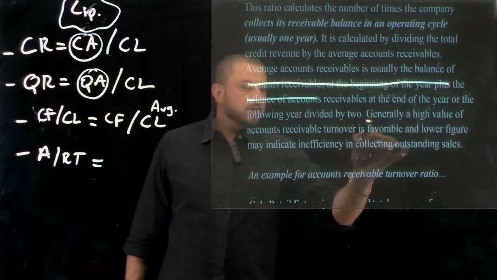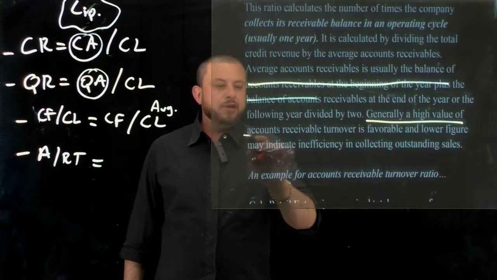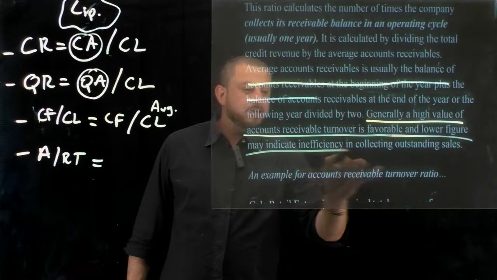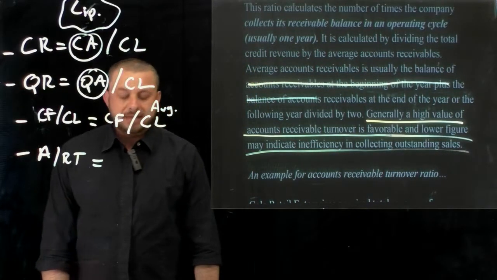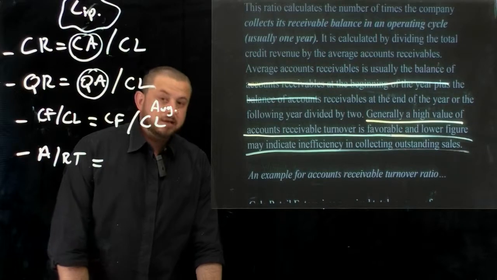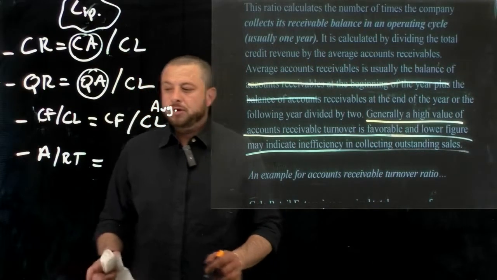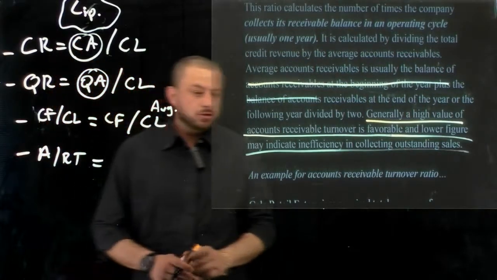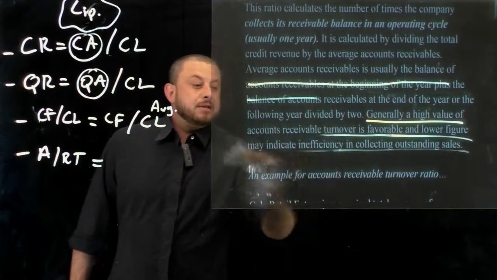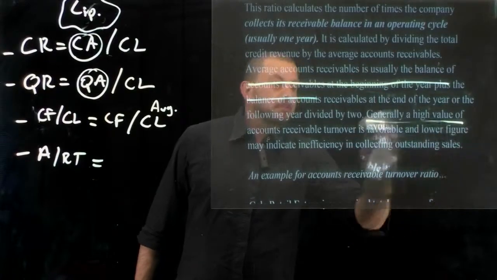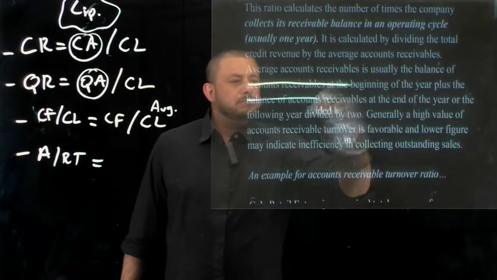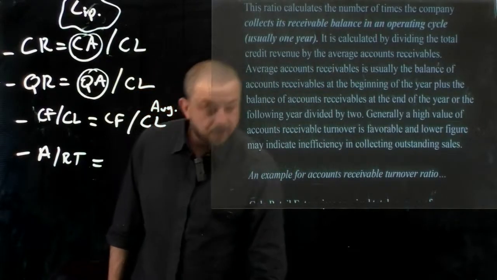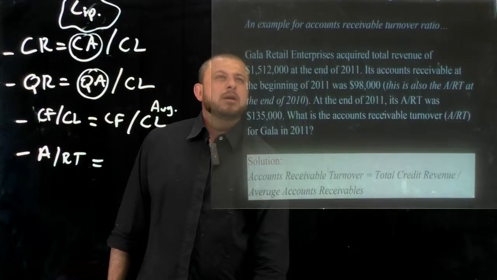And of course, generally, a high value of accounts receivable turnover is favorable, and a lower figure may indicate inefficiency in collecting outstanding sales using the credit sales. Okay, these are the credit sales. Of course, you want this ratio as high as possible, just like the CFCL, QR, and CR ratios. Okay, take a look at this example, guys, and then everything will be fine. After that, we have the simple example, okay? But again, interpretation becomes very essential for the ratios.